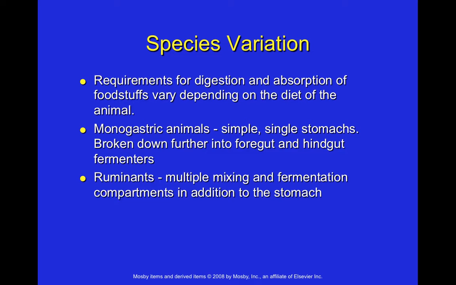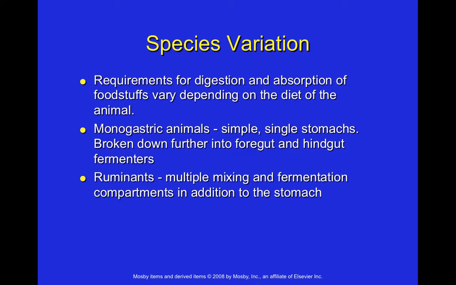There are lots of different species variations with this particular anatomical area. Different species have different requirements for digestion and absorption of foodstuffs. It's all going to vary depending on the type of diet the animal eats. So if you think about it quite clearly, cows eat quite a different diet than dogs and cats.